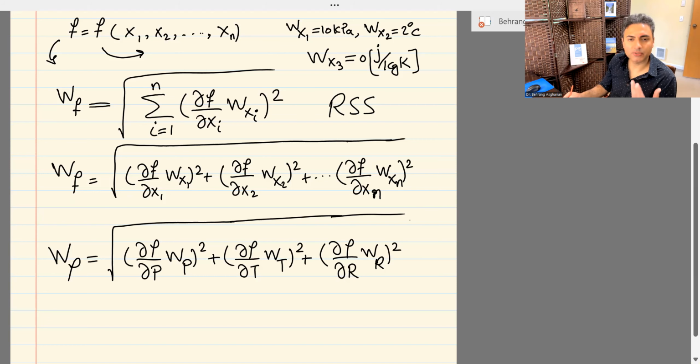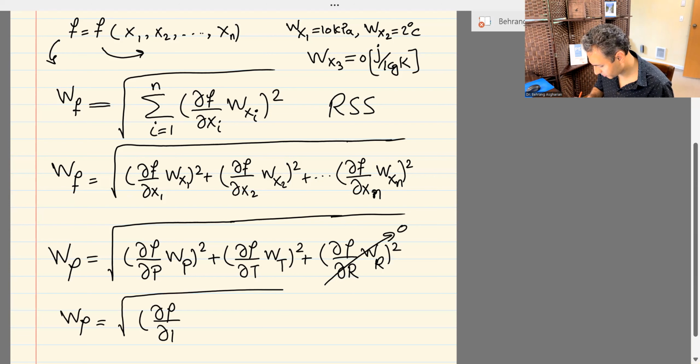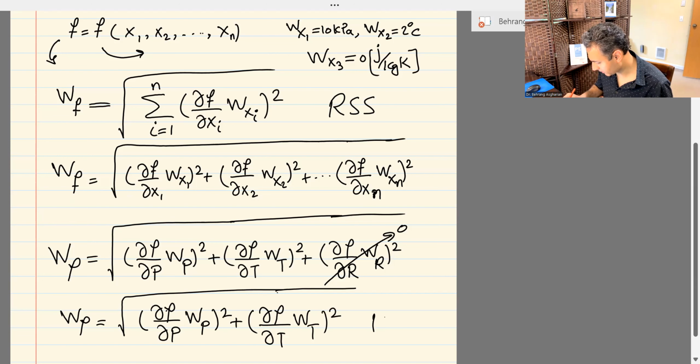Because we assume that the uncertainty of R is 0, we're not using any values for the uncertainty of R, so this term basically becomes 0. And for our case, this just simplifies to the uncertainty propagation of density using the ideal gas law, which just simply becomes the square root of (partial rho over partial P times W_P) squared plus (partial rho over partial T times W_T) squared. That's it. Again, this is the RSS method for uncertainty propagation, known as the root of the sum of the squares.